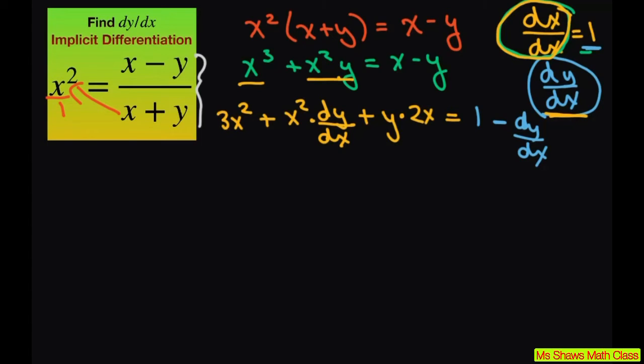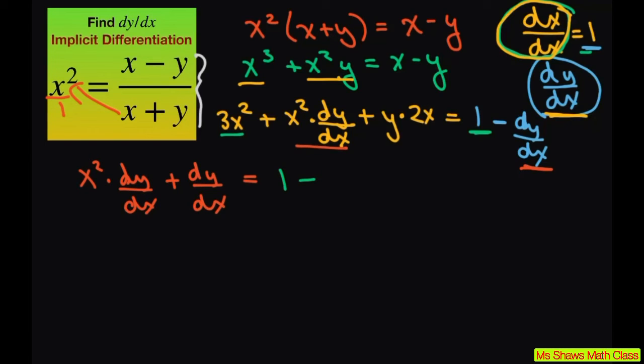All right. Now let's group our dy dx's together. So I'm going to write this as dy dx. Well, let's just group them together first. All right. So we're going to have x squared times dy dx, and we're going to add this to both sides, plus dy dx. And on the right-hand side, we have 1, and I'm going to subtract my 3x squared, and I'm going to subtract my 2xy.